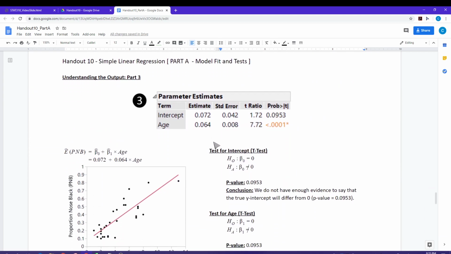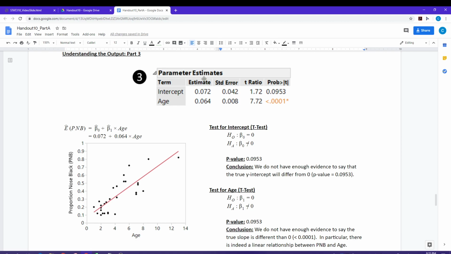Okay, let's go to part 3, the parameter estimate part. We have 4 columns here. We have the estimate column, which is just used to obtain the equation of my line. So the intercept is 0.072, and the slope is 0.064. So this quantity here, the 0.072, is the beta 0 hat, and this quantity here is the beta 1 hat. Again, the hats just indicate that they're coming from the data. We even would put a hat on the expectation. So the expected proportion of nose black would be given by this equation here.